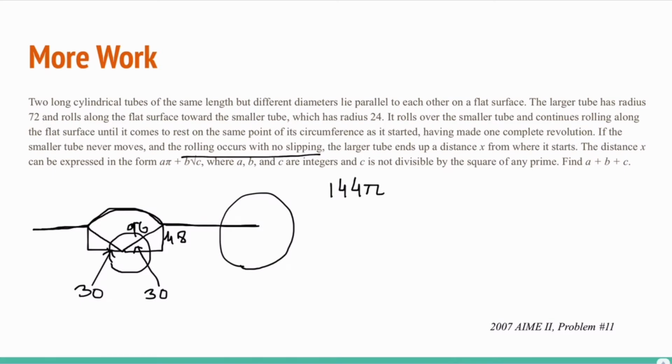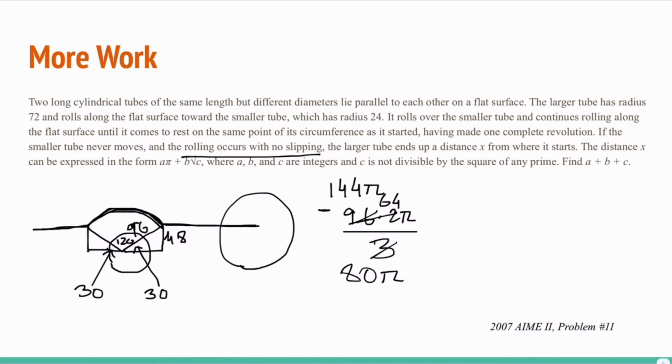But we need to subtract off this length, which is, since this is 120 degrees, 96 times 2 pi over 3, which is 64 pi. And we get that the pi value is 80 pi. But we need to find the value which has the root as well.